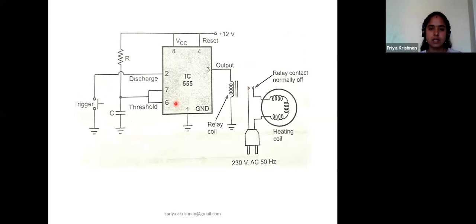So this is the monostable multivibrator. Why is it monostable? Because the trigger input, pin 2, I connected to a switch. It is not tied with pin number 6. It is connected to a switch. So whenever you press the switch, the output pin 3 goes to on state, and it will energize the relay, and that relay in turn switches on the heating coil, which is already connected to the 230 volts supply.